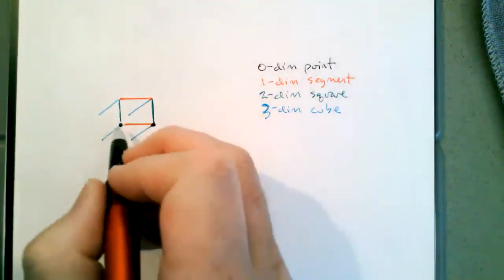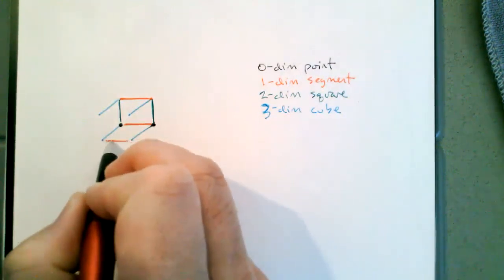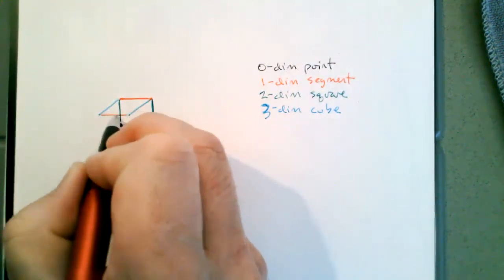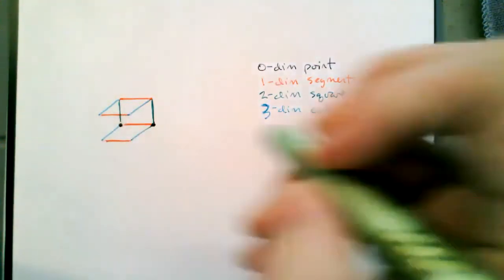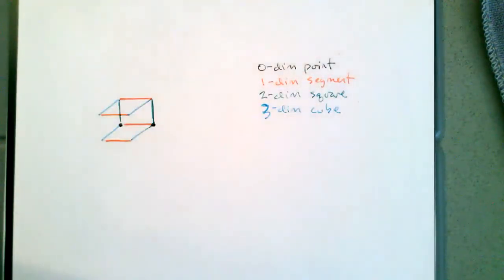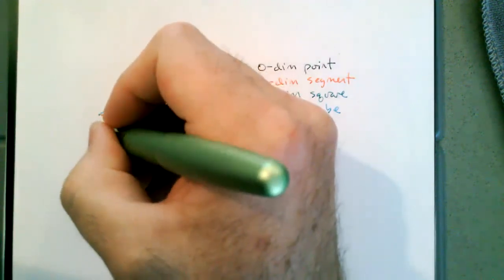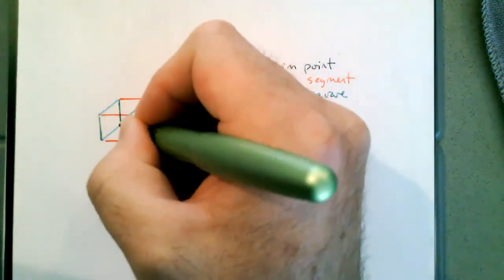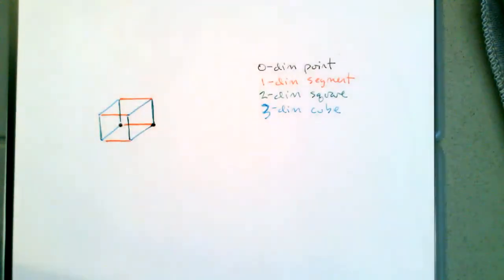Here's our original point, here's our line segment. Here's where the line segment got pushed when we made it 2-dimensional. And here's where we turned it into a square. And so we end up with this cube. We take the point, we stretch it into a segment. We take the segment and stretch it into a square. And we take the square and project it into a cube. Any questions?